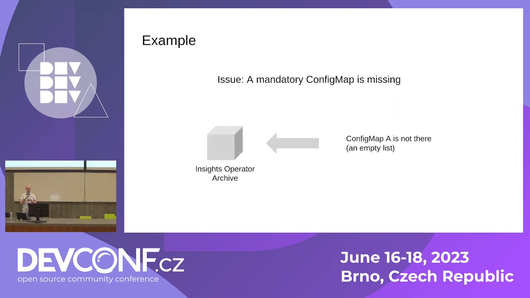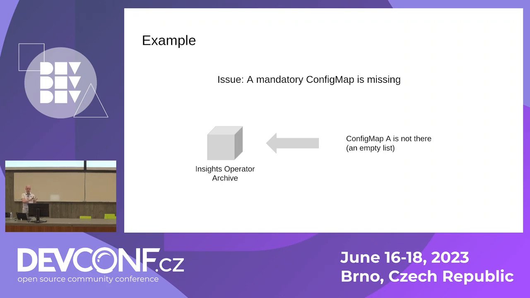So here we are limiting ourselves to the solution where we are sending a bunch of data from the cluster and analyzing it at the Red Hat side. So let's consider an example. Let's say a feature of OpenShift requires the customer to create a custom config map. And we learn by experience that customers, for whatever reasons, tend to forget to create that config map. So we want to develop a recommendation that tries to detect that the customer wants to use that feature, but forgot to create that config map.